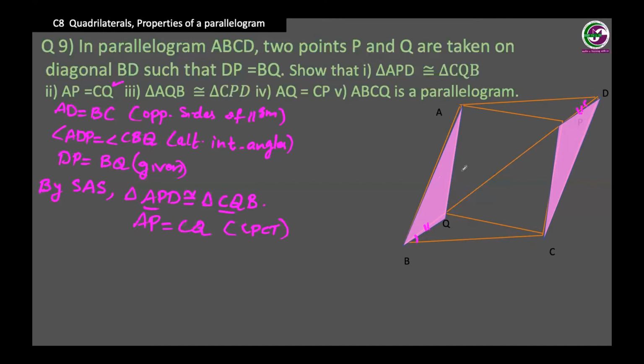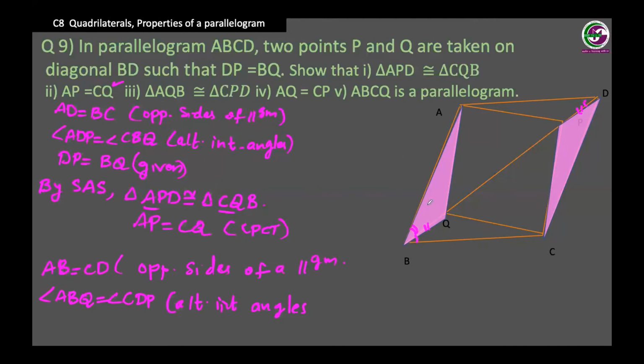For that, again, we have AB is equal to CD. Also, we have a Z shape here. The angle ABQ is equal to angle CDP, alternate interior angles. This is because of the opposite sides of a parallelogram. And also we have BQ is equal to DP, given.